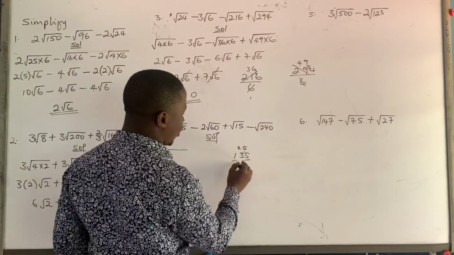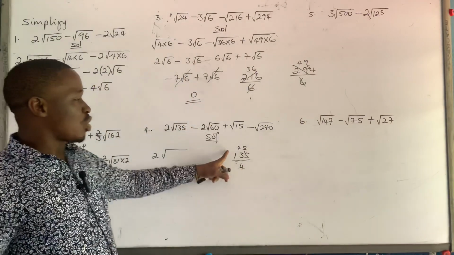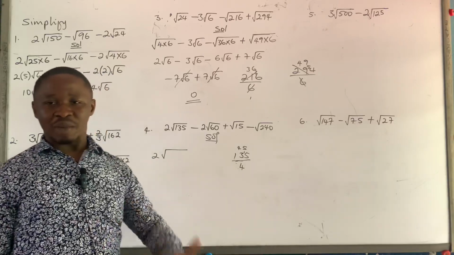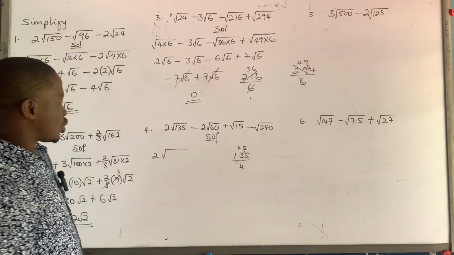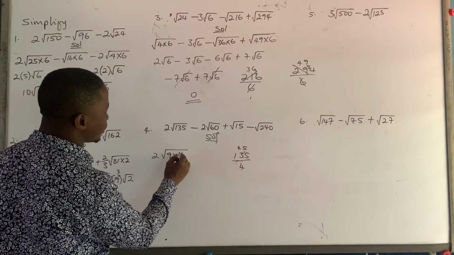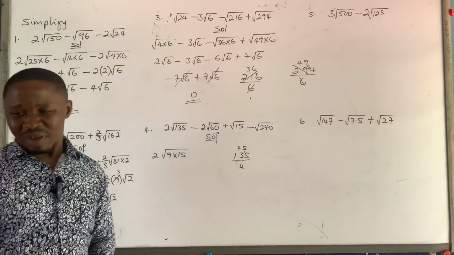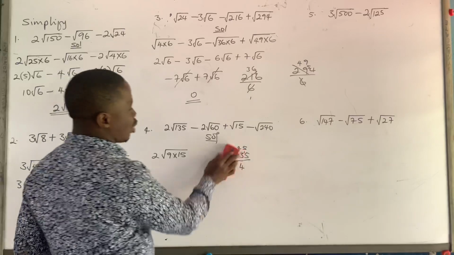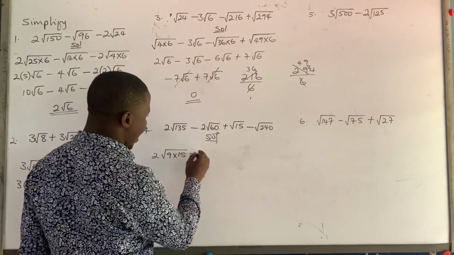What if we try 4? Dividing this by 4, this one is an odd number. It's not possible. There will be a remainder. So what do you think we can use? So we say 15 times 9. That is 9 times 15. 9 is a perfect square and 15 is not a perfect square. And 15 cannot be simplified further. So minus 2.